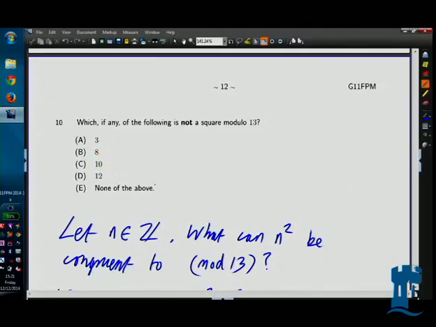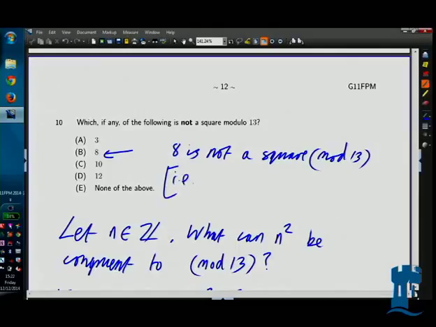So 8 is not a square modulo 13. In other words, the statement that's true is that for all integers n, n squared is not congruent to 8 mod 13, no matter which integer you try.